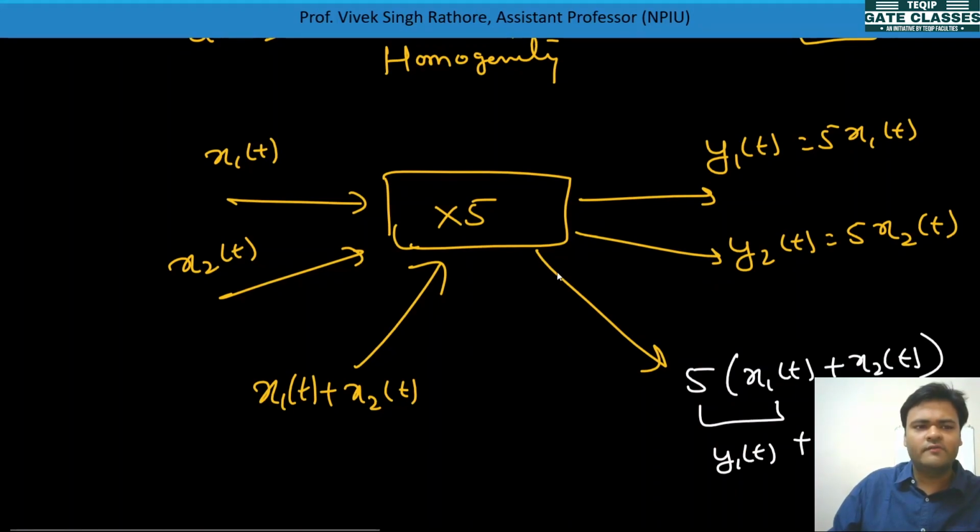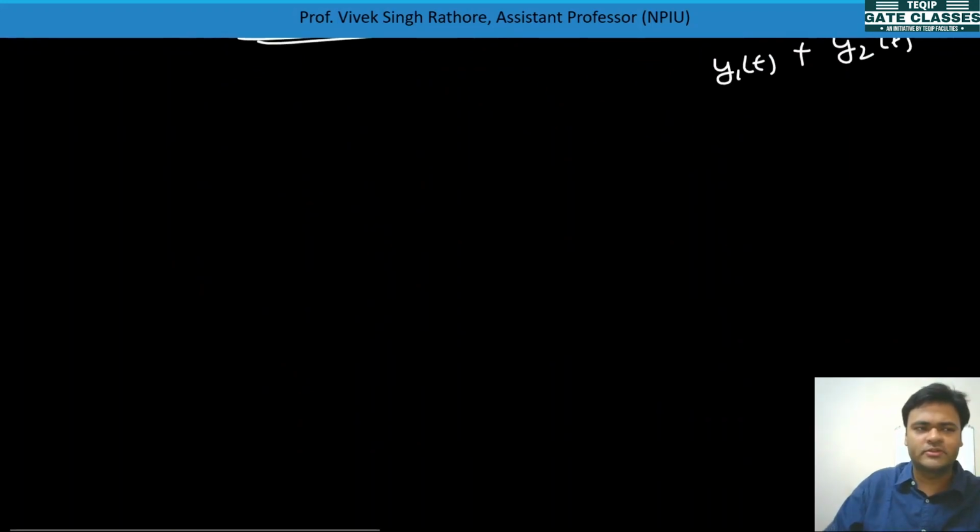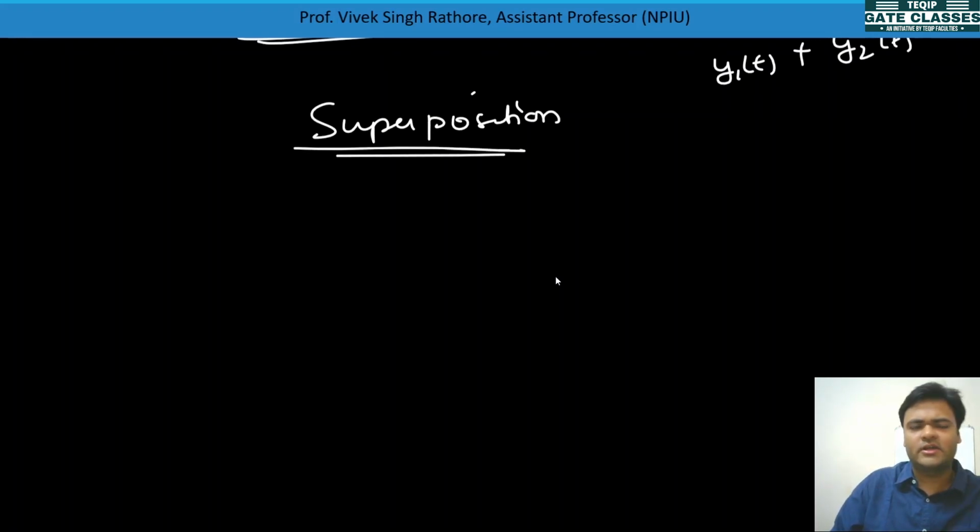So if we are giving input as a summation, we are getting output also as a summation, so it satisfies our superposition principle also. And if both conditions are satisfied, it means it is a linear system. So many systems are there which are linear.